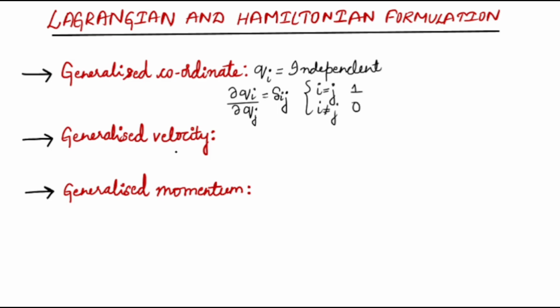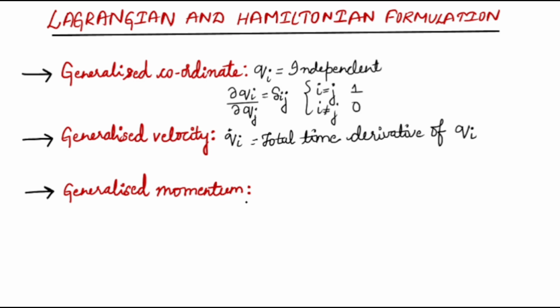So, generalized velocity can be defined as the rate of change of generalized coordinate. The symbolic representation of generalized velocity is qi dot. How can I define it? It is the total time derivative of generalized coordinate.